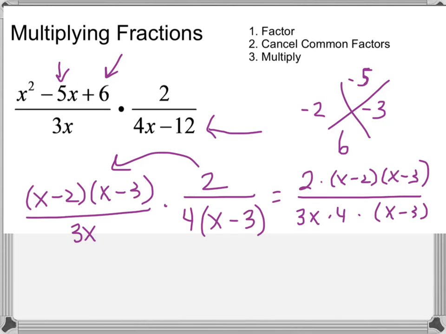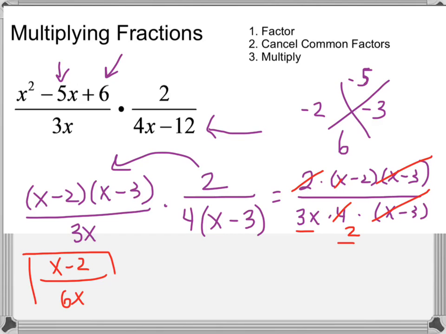Okay, so we can see that x minus 3 is a common factor here, so we can cancel that out. And 2 and 4 share a factor of 2, so 2 cancels out to get 1, which I don't have to really write, because there's something already left in the numerator. And 4 cancels out to get 2, so I divided 2 and 4 by 2. So in the numerator I have x minus 2, and in the denominator I have 3x times 2, which is 6x. And that is as far as I can go here. Remember, I can't cancel the x's because the x in the numerator is a minuend, and the x in the denominator is a factor. So this is as far as I can go here.